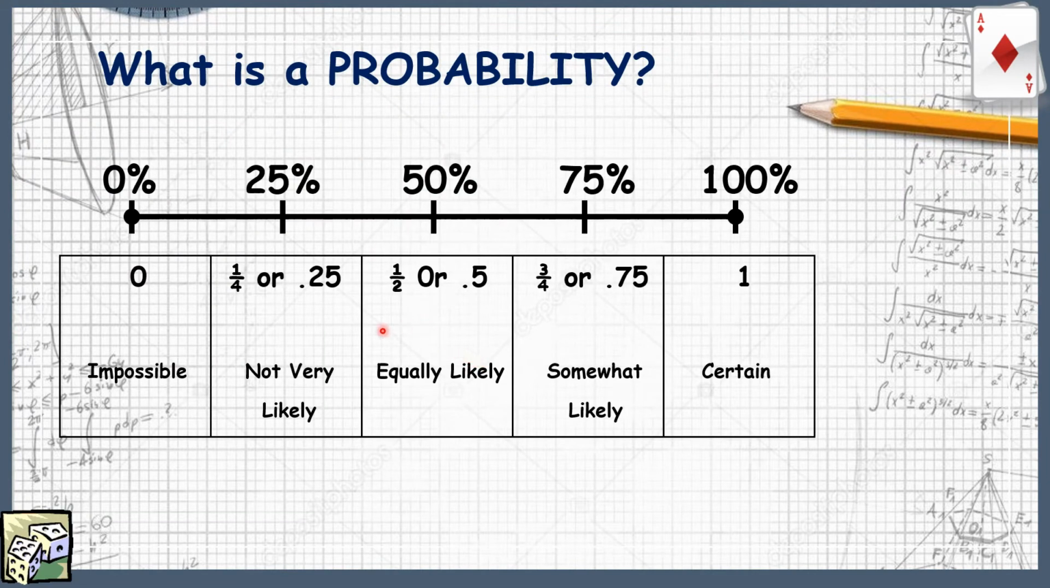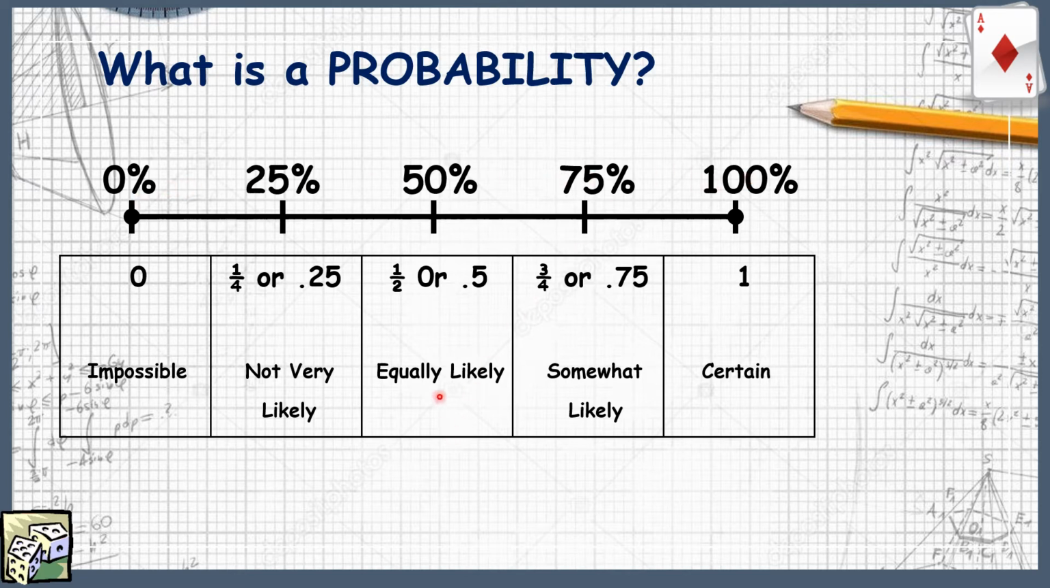When we say probability, we usually give it in percent, pwedeng fraction, or in decimal form. So, ang usual natin na sinasabi kapag 0%, that is impossible. Pagka 100%, that is certain or 1. Kapag naman 25%, 1/4 or 0.25, that is not very likely. Kapag 50%, 1/2 or 0.5, that is equally likely. Kapag 75%, 3/4 or 0.75, that is somewhat likely. So these are the words that are connected with this percentage of chances.